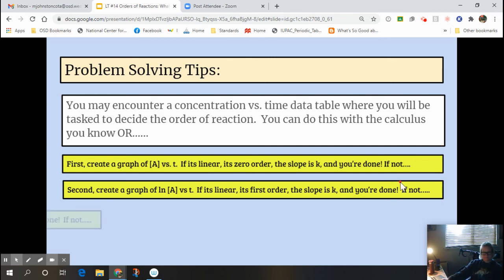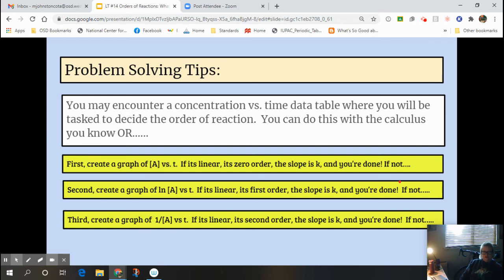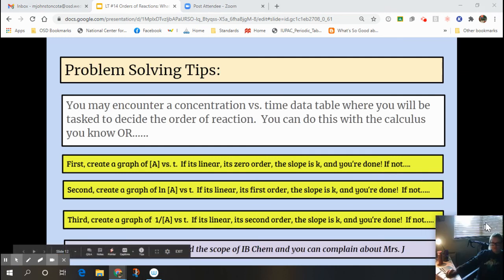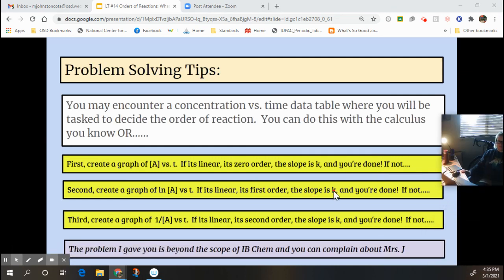If not, you're going to create a graph where on the y-axis you'll have 1 over the concentration of your reactant versus time. If the inverse of the concentration versus time graph is linear, boom, it's second order. The slope is going to be positive k, and then you're done. And if it's none of that stuff, the problem I gave you is beyond the scope of IB chemistry, and you can complain to me about that, because I think I only put into your worksheet first, second, and zero order reactions.